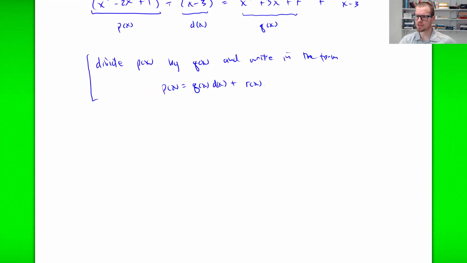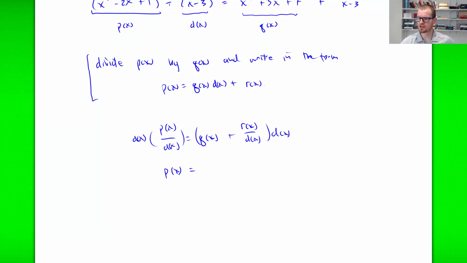Again, to be clear, if we take p of x and divide it by d of x, what we get is some quotient, and then we have some remainder still divided by that divisor. If we multiply both sides by d of x, then we get exactly p of x. When we multiply by d of x over here, and by d of x over here, we get cancellation, distribute, and we get q of x times d of x, plus r of x.